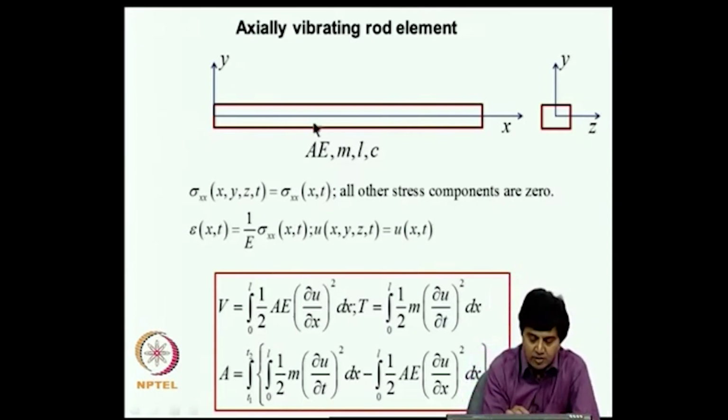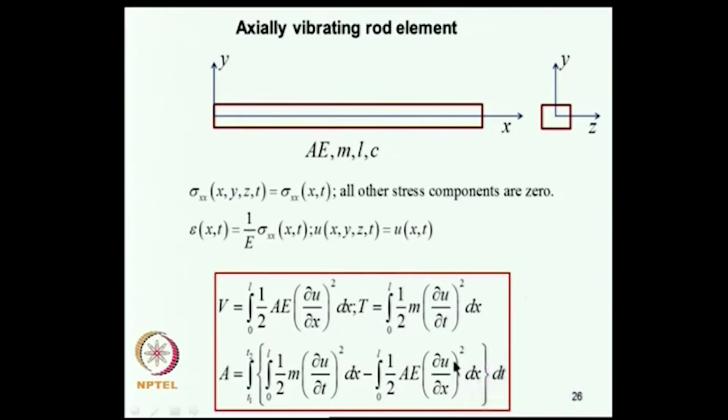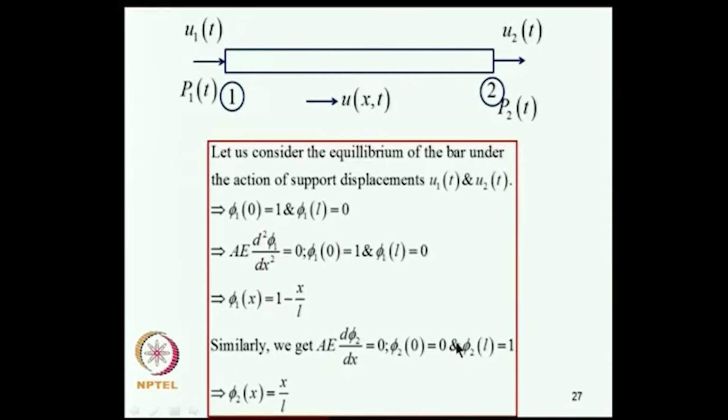Now, this rod will be in a uniaxial state of stress. Therefore, the state of stress is given by sigma xx of x comma t, that means all other stress components are 0. So, this is a standard assumption that we make in modeling axially vibrating rods. So, strain is consequently given by this and the displacement is only a function of x and t. Now, if I use that in the expression for strain energy, we will get the strain energy expression as this, kinetic energy is this and the action integral is this.